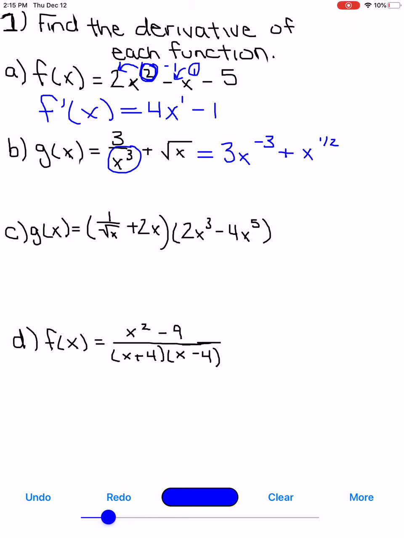Now we can easily do the power rule. So g prime of x will be equal to negative 9x, they'll take the negative 3 times 3, leave your variable, then take the exponent minus 1. So negative 9x to the negative 4th, plus take your exponent, multiply it by what's in front, so we'll have 1/2 x, and then exponent minus 1, so it'll be negative 1/2. And that's your answer to part B.